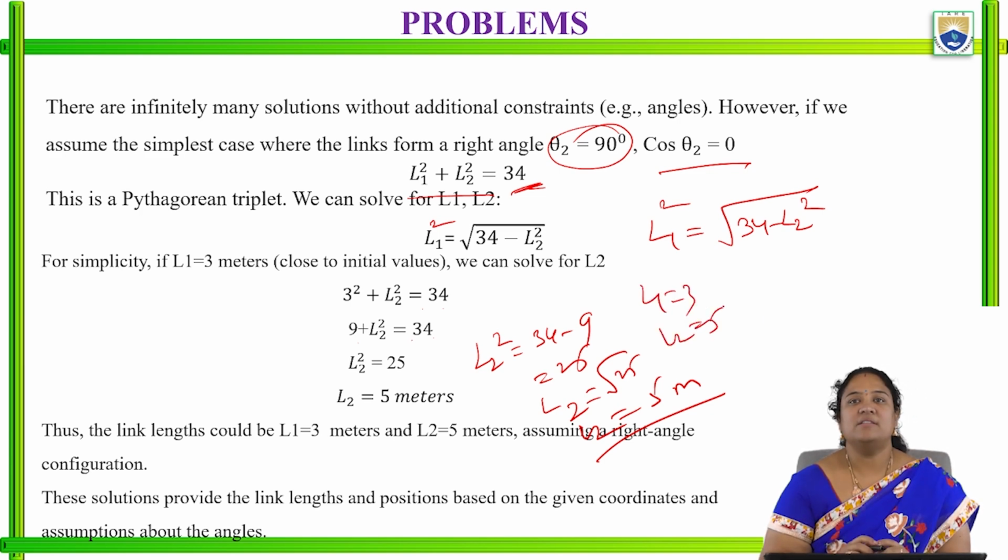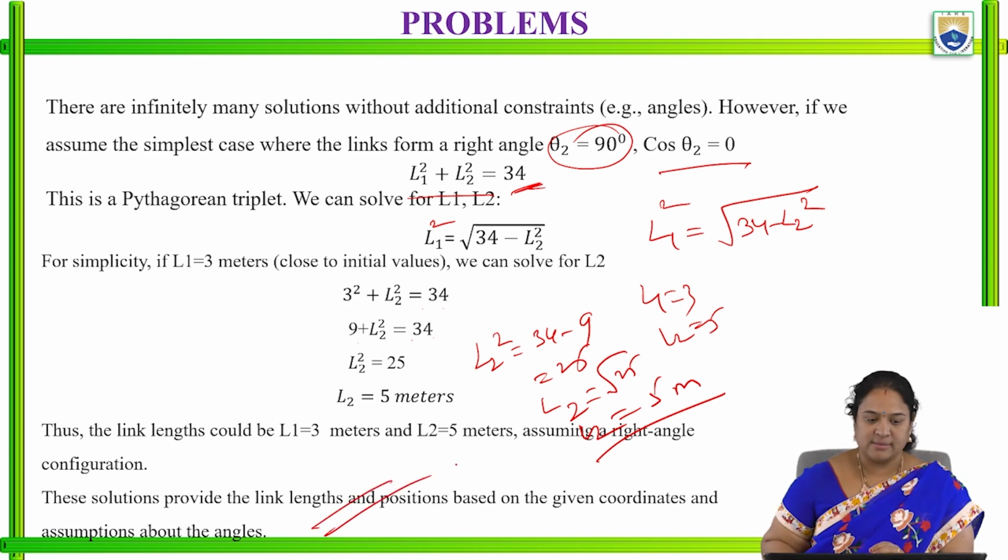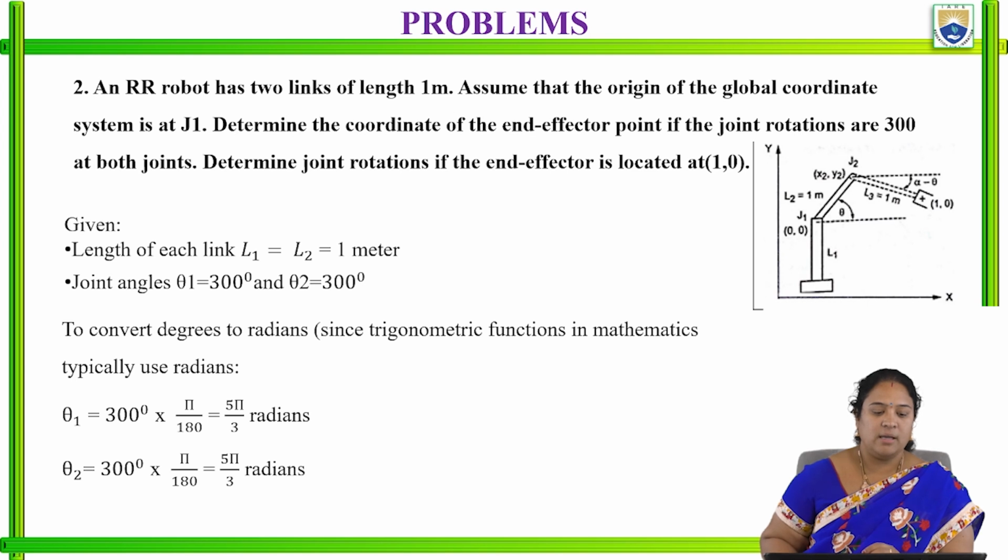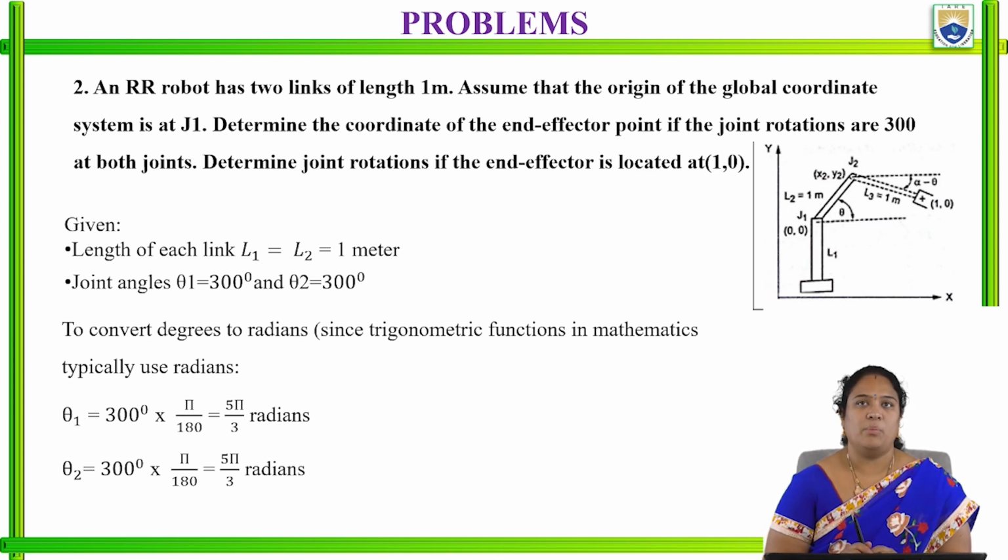That is, when we are considering theta 2 as 90 degrees and cos theta 2 is 0, we will be getting the links L1 and L2 as 3 and 5. These solutions provide the link lengths and positions based on the given coordinates, assuming these particular angles. Right? Next, moving on to the second problem.